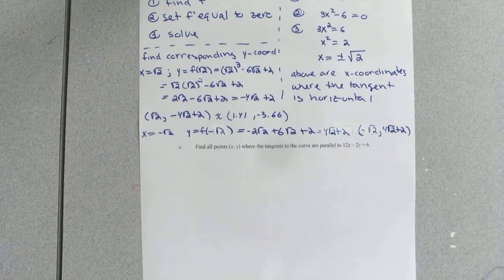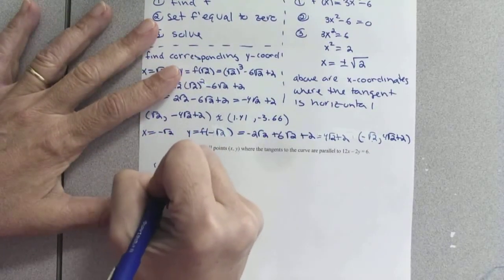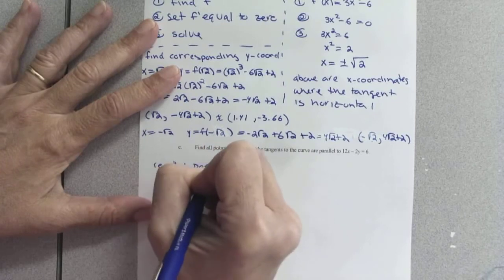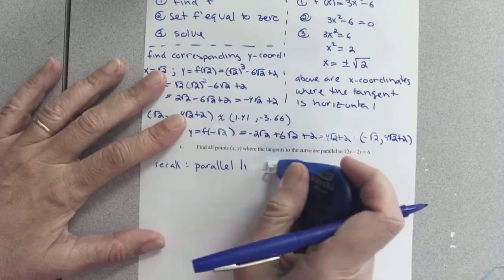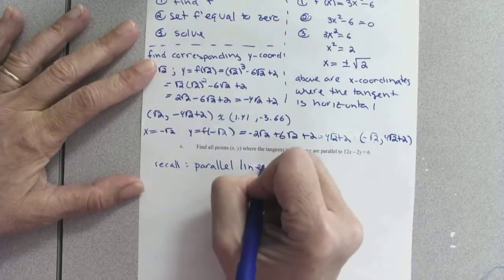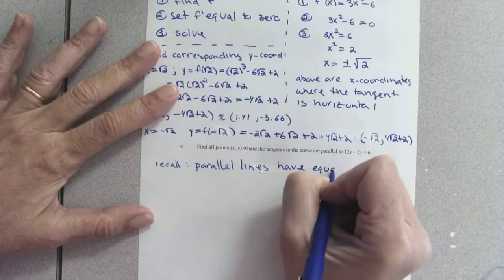Okay, tangents, calculus, slopes. This is calculus, and then it says tangents. That makes us think of slopes. Slopes come from, or we can get information about slopes from, the derivative. So this is about slopes, derivatives, parallel. And so we need to recall what we know about parallel lines, not limes, lines. Parallel lines have equal slopes.